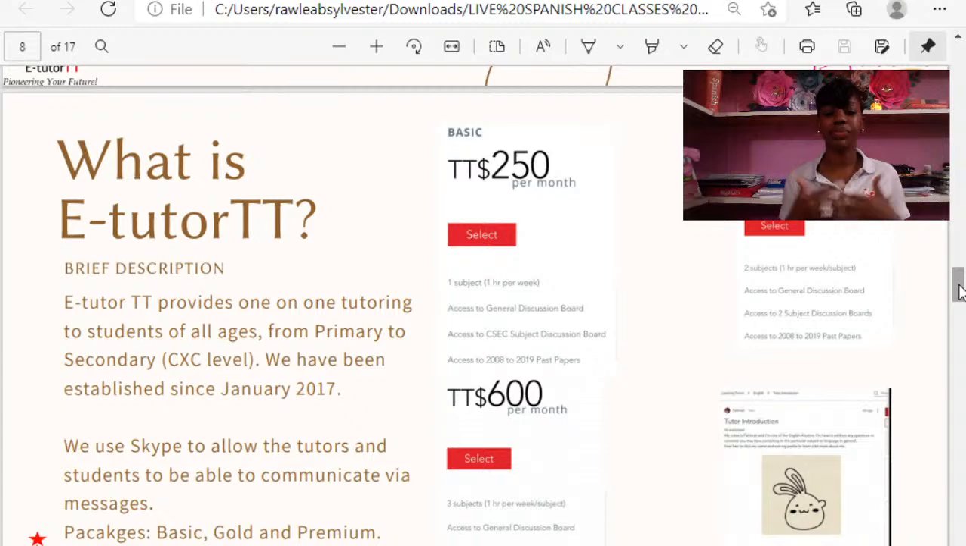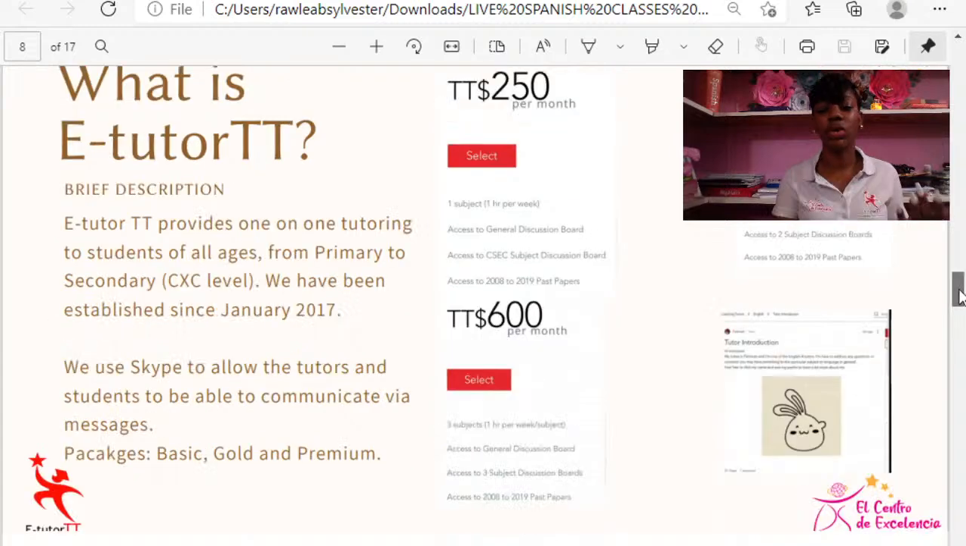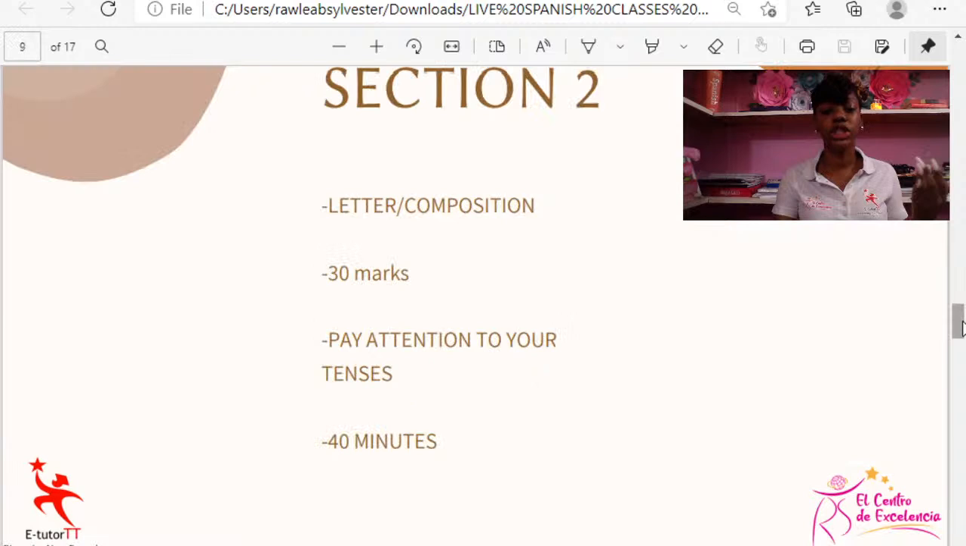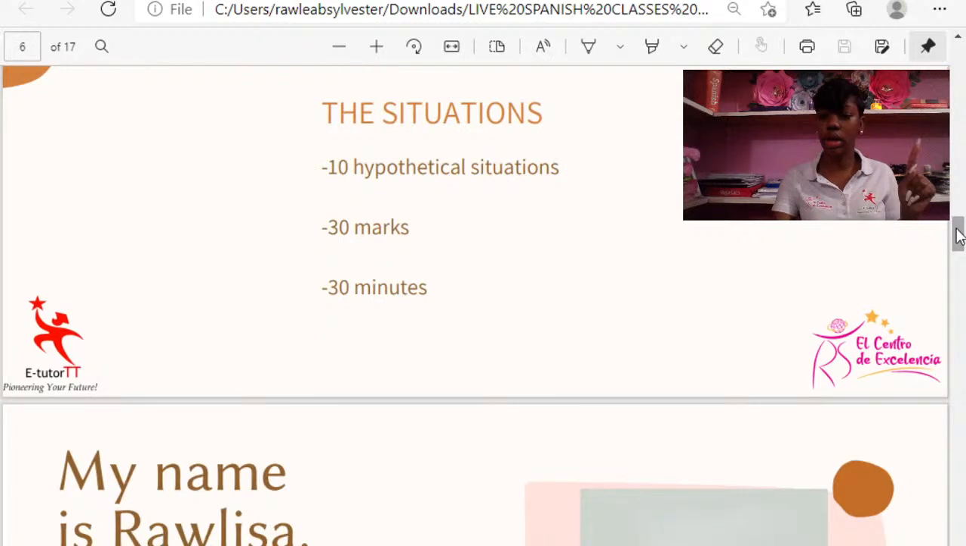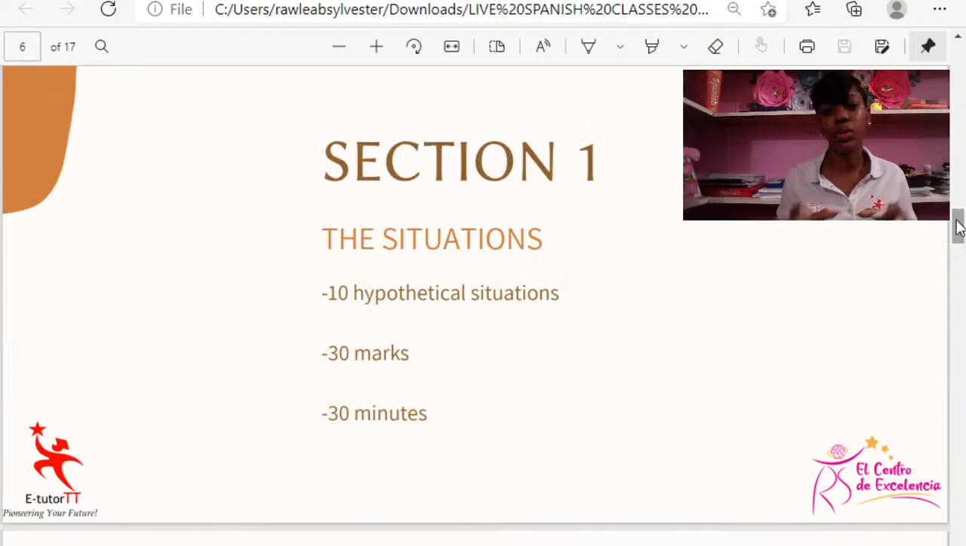Right, so guys, that is it for section 1. We're moving on to section 2. Also, before we move on, what I forgot to tell you with section 1, let me go back up, is that you should not take more than 30 minutes with section 1. The reason is that you still have other sections of the paper to go on to. The paper isn't 3 hours, you do not have a bountiful amount of time. The paper is only 2 hours and 15 minutes. So what I recommend is 30 minutes max on section 1.